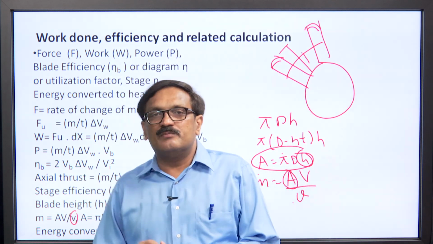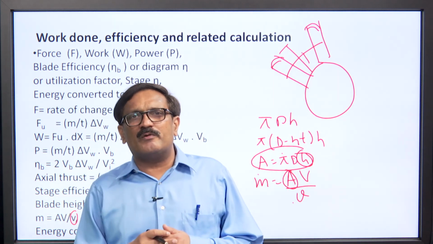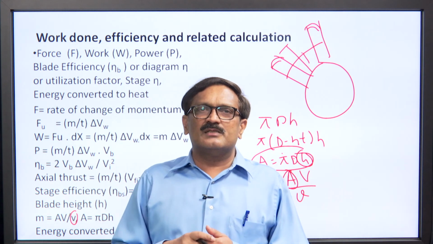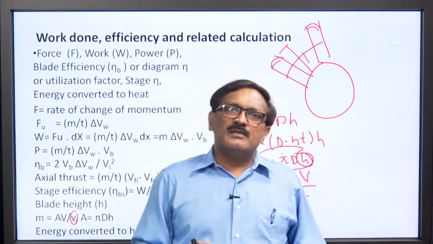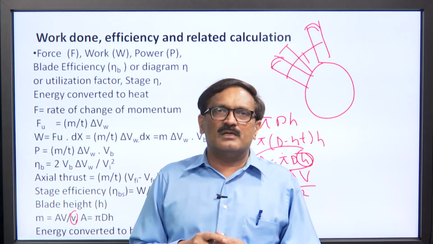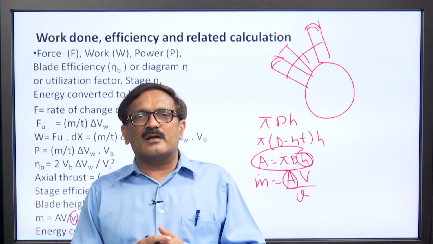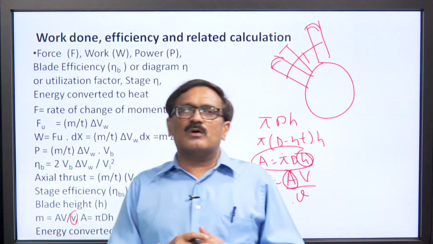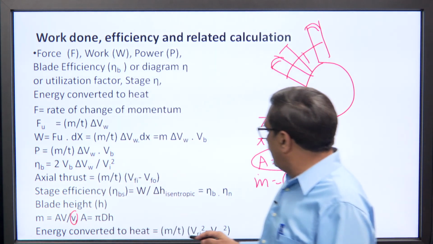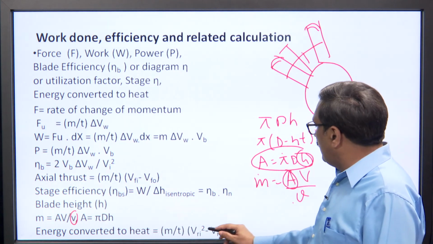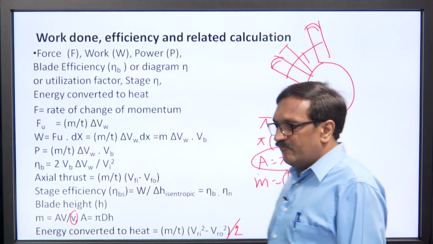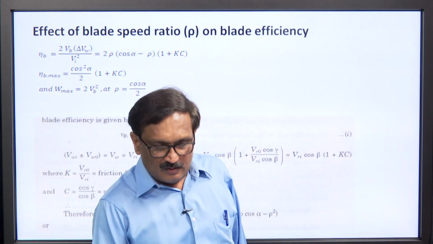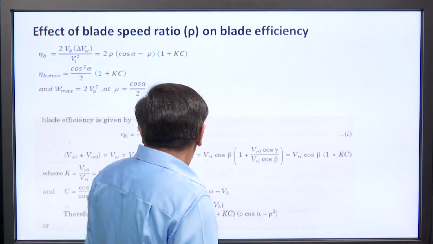Energy converted to heat means that when the steam is flowing over the moving blade, certain friction is there. What is the effect of that friction? The relative velocity at the outlet is somewhat less than the relative velocity at the inlet. So, whatever the loss in the relative kinetic energy is going to convert into heat due to friction, and that we can find out by m times (V_rI square minus V_rO square) divided by 2, that is, half m v square. Similarly, we can find out here. So, these are some of the things.